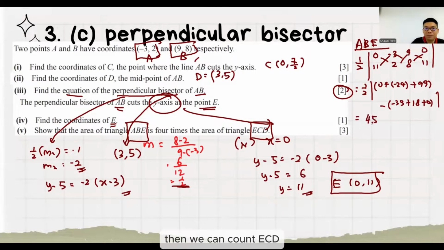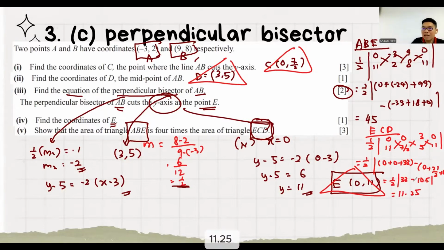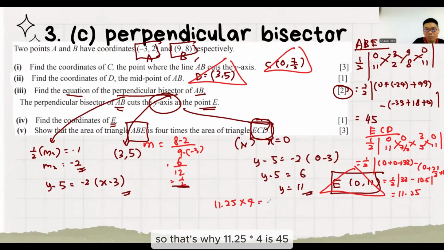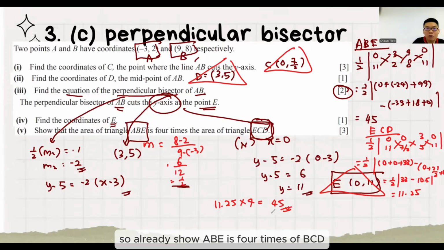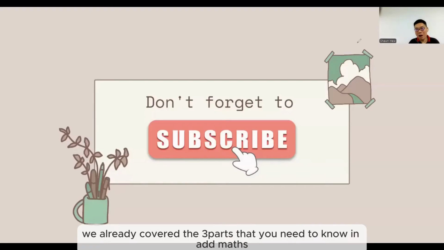So you get 45. Then we can count ECD. 11.25. So that's why 11.25 times 4 is 45. So we already show ABE is 4 times ECD. Done.